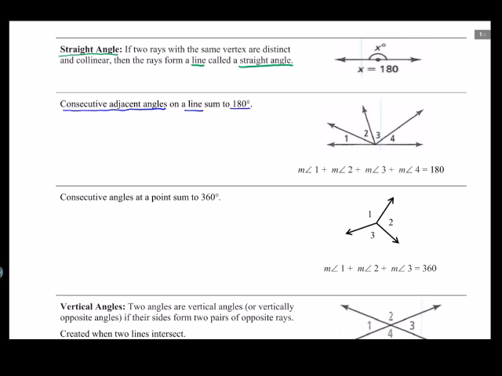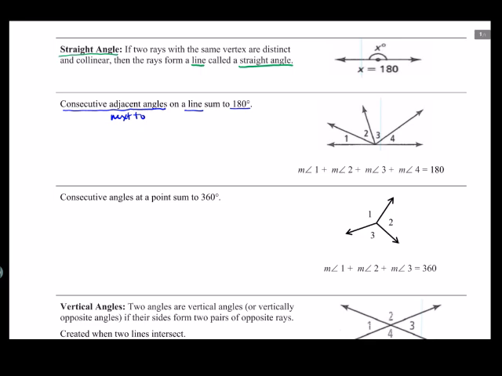In lessons 9, 10, and 11, you will be shown a proof that uses the angle addition postulate and the linear pair postulate to show that this is true. This is not a theorem that we can use in a proof, but it's a good idea to know. So this says that consecutive, adjacent means they're next to each other, right? They're touching each other. Angles on a line means we have a straight angle here. So the measure of angle 1 plus the measure of angle 2 plus the measure of angle 3 plus the measure of angle 4 adds up to 180 degrees.